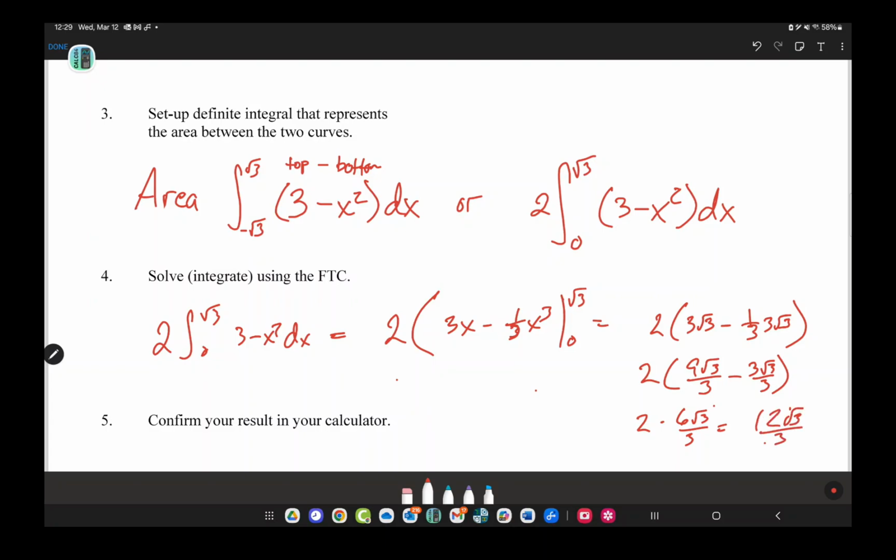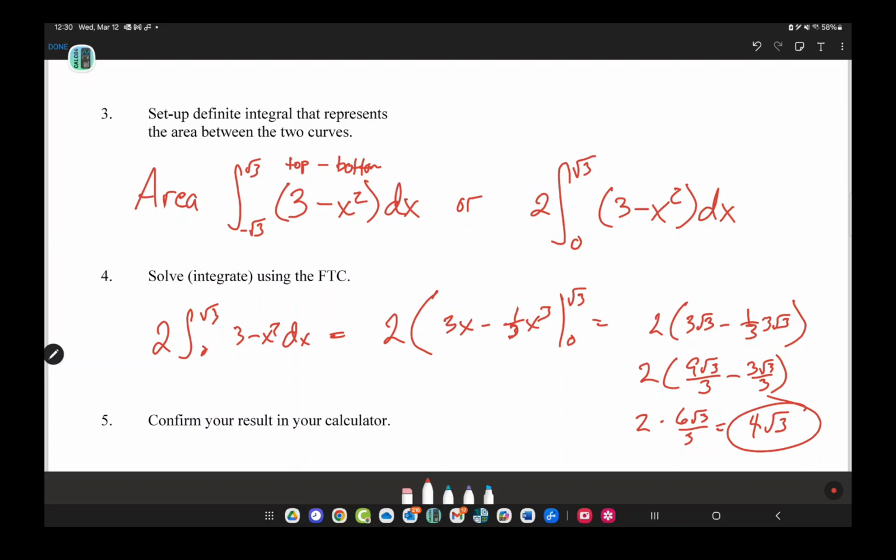Or, let's just write 4 root 3. We're going to just need 3 times 1/3. So I did, that's where I got the 3 root 3, right? So yeah, 4 root 3.